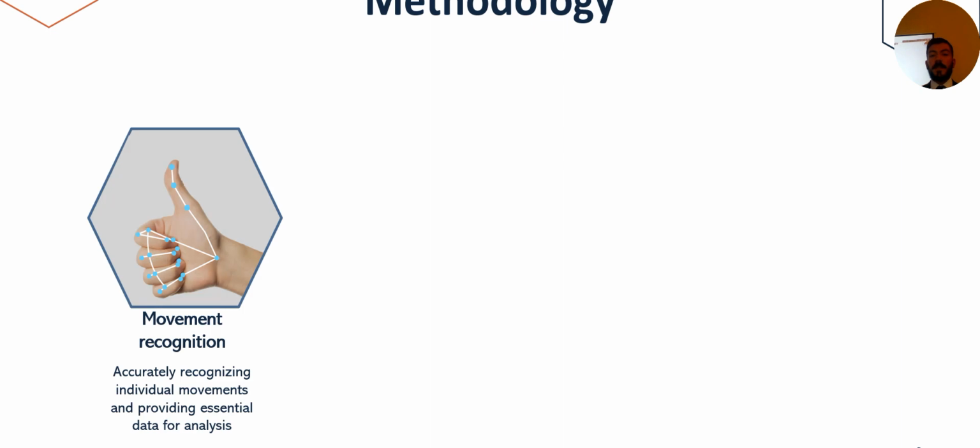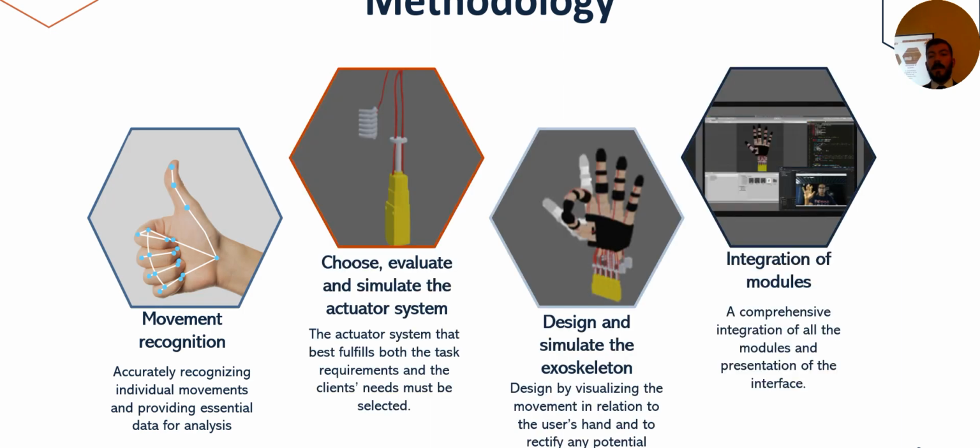For this, we made this methodology that we use to design a glove exoskeleton. The first stage is movement recognition. We need movement recognition to know what is happening with the person, or what the therapist is guiding the patient to do. After that, we need to try several actuators so that they are the best solution for that patient. Then it's to design and simulate the exoskeleton.